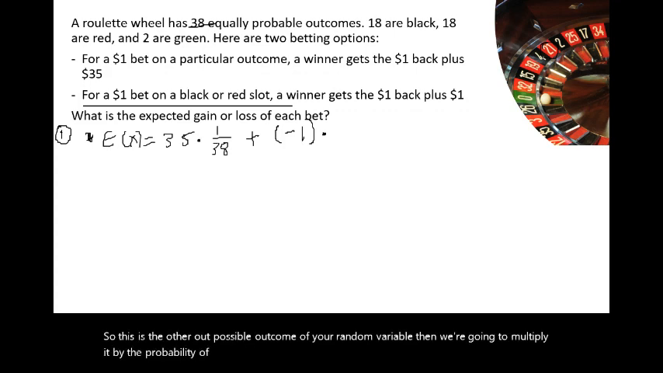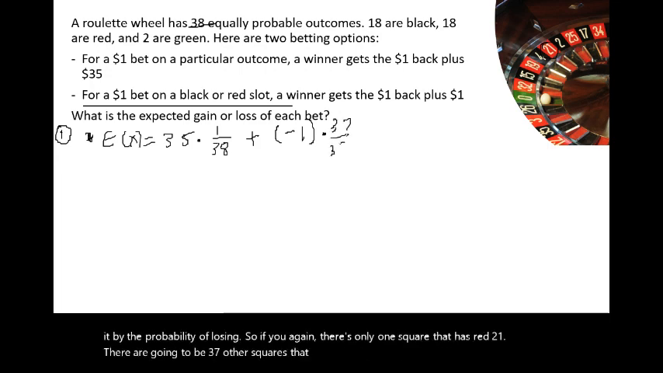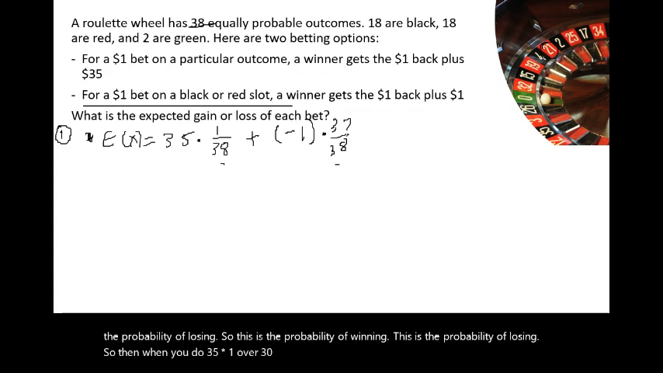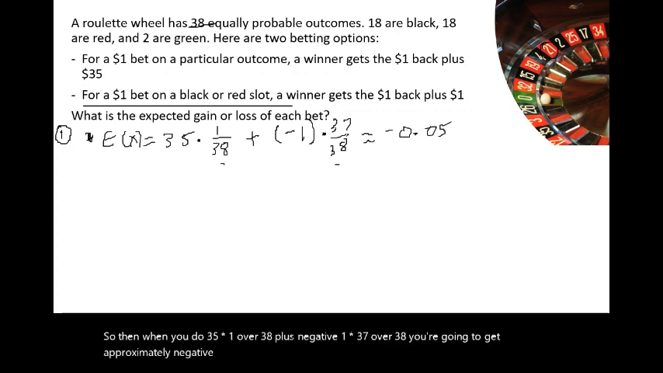So if, again, there's only one square that has red 21, there are going to be 37 other squares that are not the square you bet on. So 37 out of 38 is the probability of losing. So this is the probability of winning. This is the probability of losing. So then when you do 35 times 1 over 38 plus -1 times 37 over 38, you're going to get approximately -0.053.